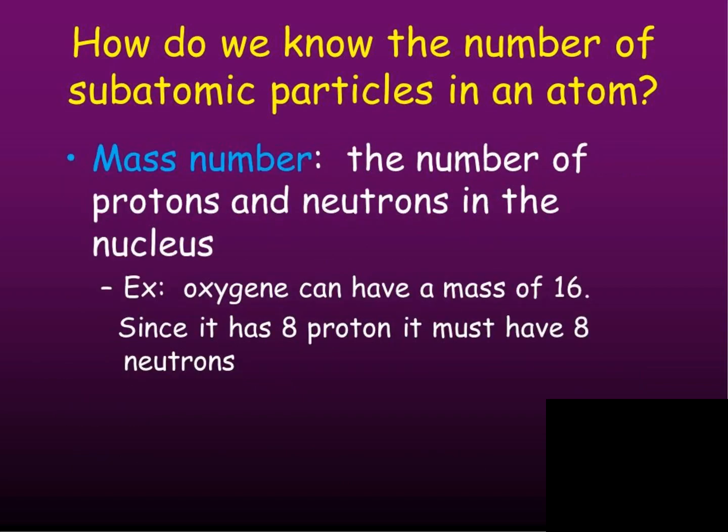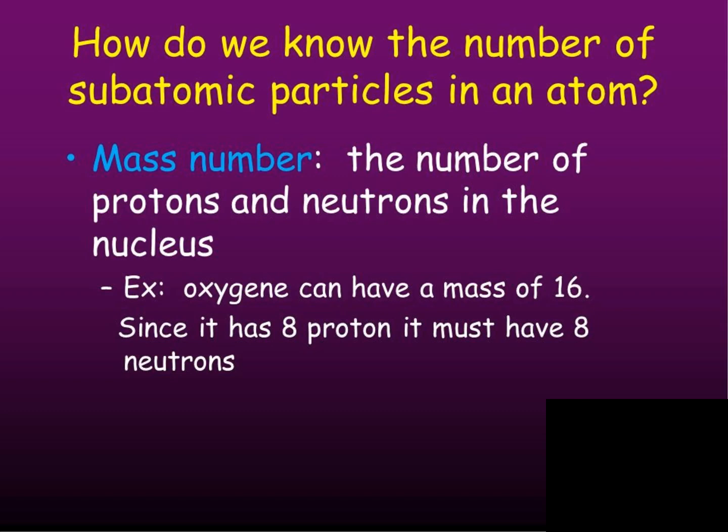And mass number. What is mass number? How do we know the number of subatomic particles in an atom? The next one is mass number. The first one is protons, the second one is mass number: the number of protons and neutrons in a nucleus. Nucleus లో any number of protons, neutrons ఉన్నాయో దాన్ని mass number అంటాం.